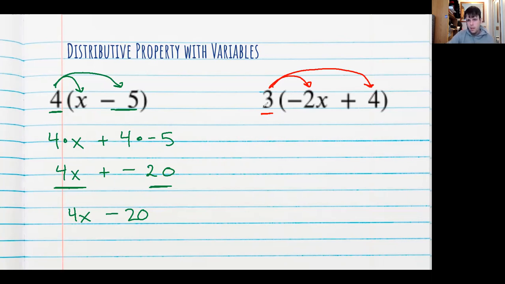So let's go ahead and write this out. We're doing 3 times negative 2x. We'll think about that in a second. Plus 3 times 4. This is a positive 4. Okay. 3 times negative 2. In this case, I have to multiply the numbers together. So 3 times negative 2 is negative 6x. And then plus 3 times 4 is 12. In this case, I can't put these together any further. This would be my final reduced answer.